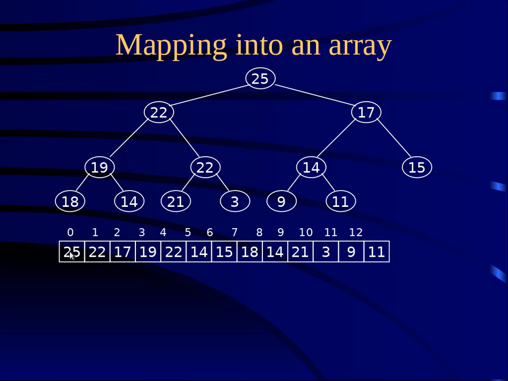So where's children of 25? It's 22 and 17. What's children of 22? It's 19 and 22. What's children of 17? That should be 14 and 15. Huh. Do you think there's a formula to figure out what this is? Yes.